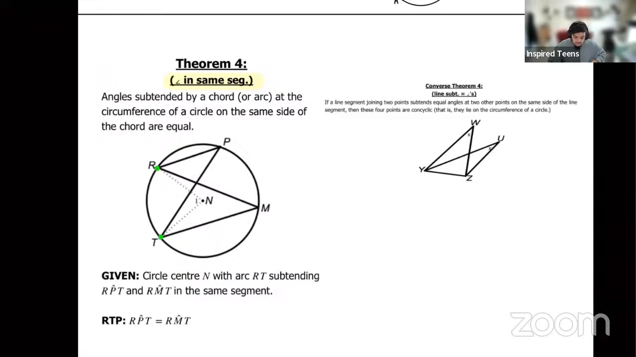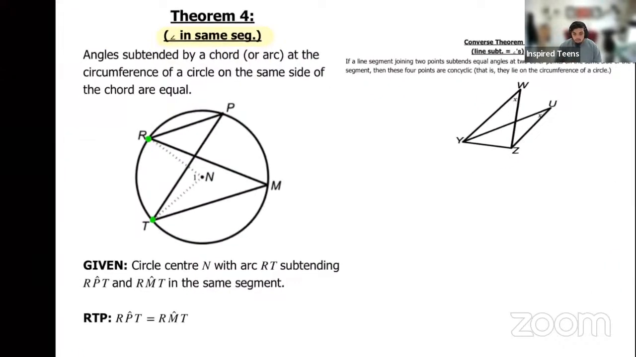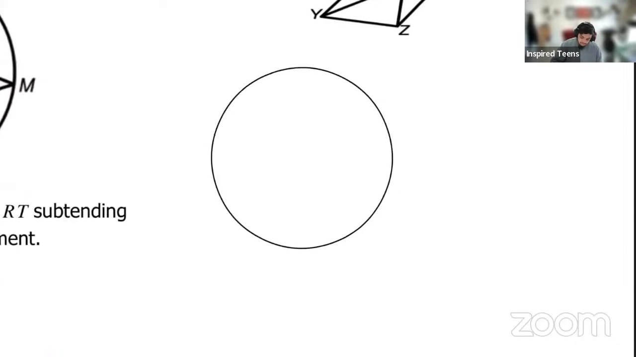For now, let's look through theorem 4. The reasoning for theorem 4 is angles in the same segment. We already kind of discussed this, but let's go through it formally. It says angles subtended by a chord or an arc at the circumference of a circle on the same side of the chord are equal. Let's do it with our own example here because the example is skew, and I'll show you how.